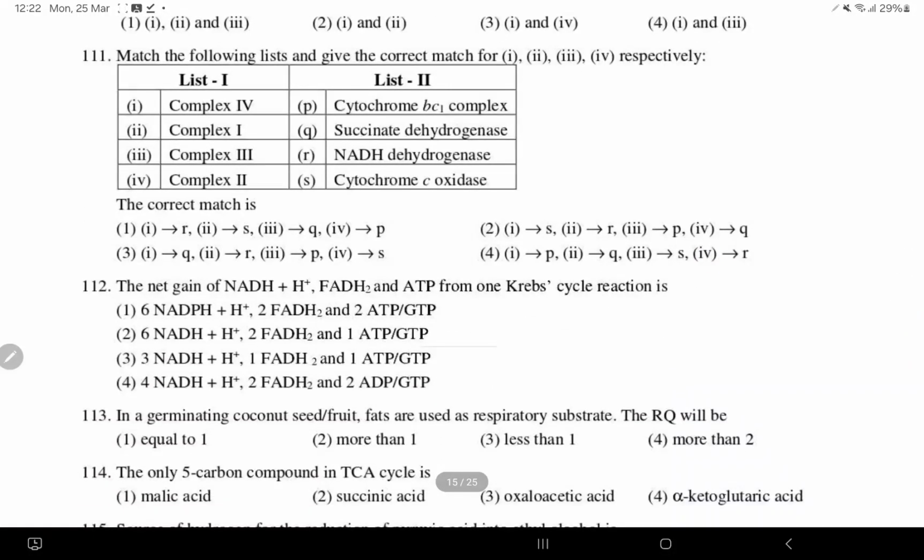Complex 4 is cytochrome C oxidase. So 1 is yes. It is matching with option 2. And complex 1, NADH dehydrogenase. Yes. And complex 3 is cytochrome B(C1) complex. Yes. The 4th one, complex 2 is succinate dehydrogenase. So option 2 is the right one.